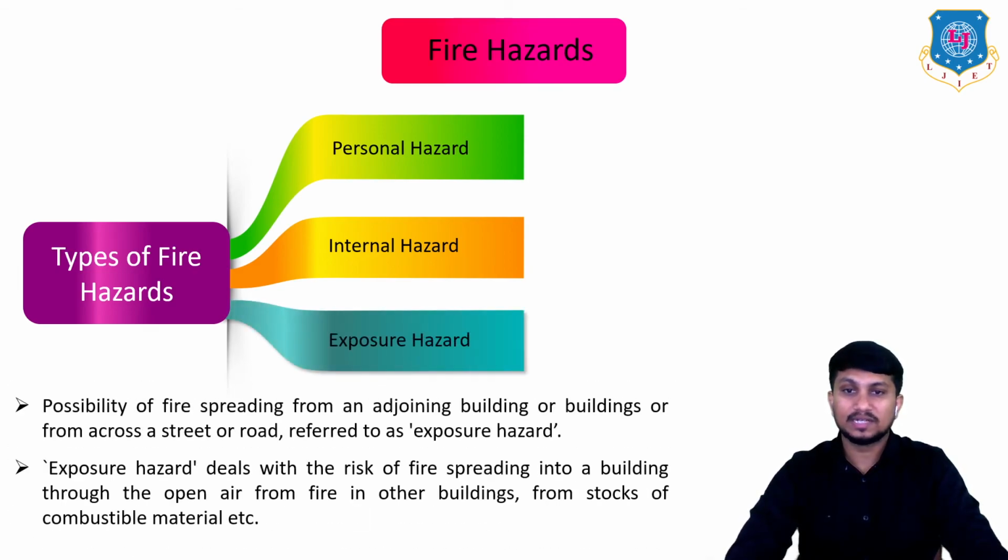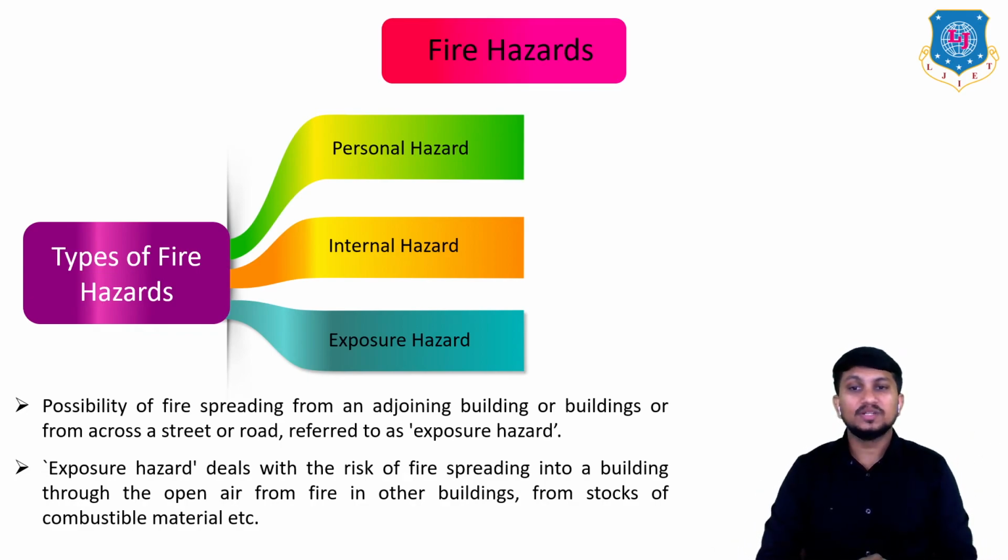The third type of hazard is exposure hazard. Possibility of fire spreading from an adjoining building or buildings or from across a street or road is referred to as exposure hazard. Exposure hazard deals with the risk of fire spreading into the building through the open air from fire in other buildings, from stocks of combustible material, etc. So these are the various types of hazards.